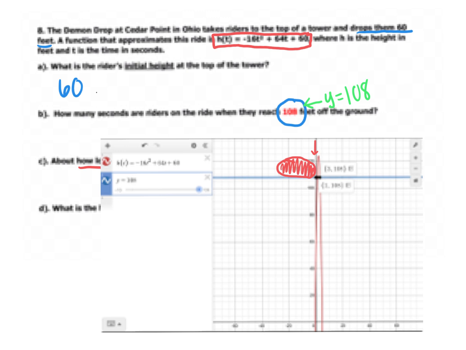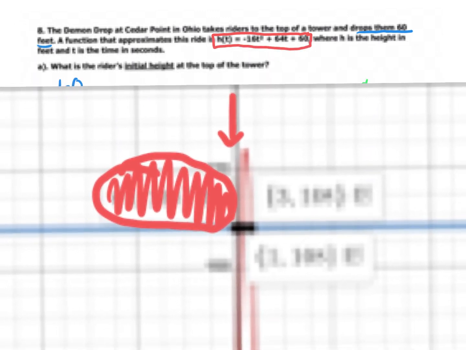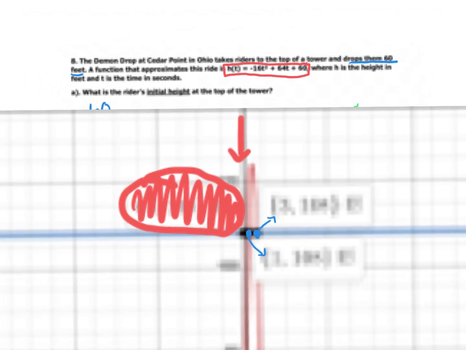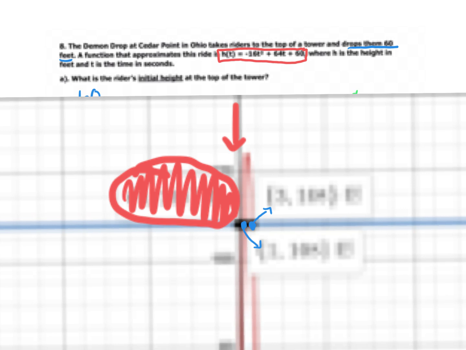We need to look at the graph where that blue line, 108, is touching my quadratic, which is at this point. Here, let me change that color. This point here and this point here. So this point is 3, 108, and this second point is 1 and 108. So when we talk about how much time, we're talking about our x value. Our x value is the time, and these are both at a height of 108.